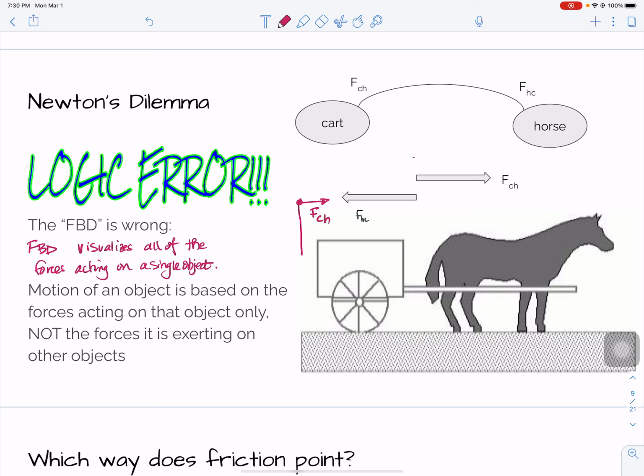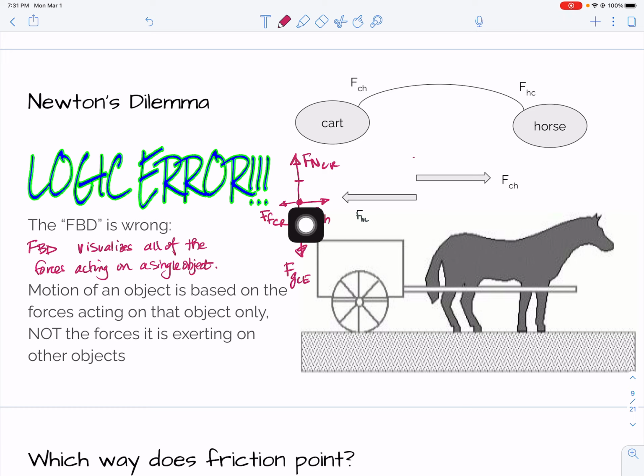We also have the force of gravity on the cart by the earth. We know that we have a normal force on the cart, I'm going to call it by the road. And then we might have some friction backwards. And so we're going to have the force of friction on the cart by the road. These two are equal because the cart is not moving in the vertical direction.